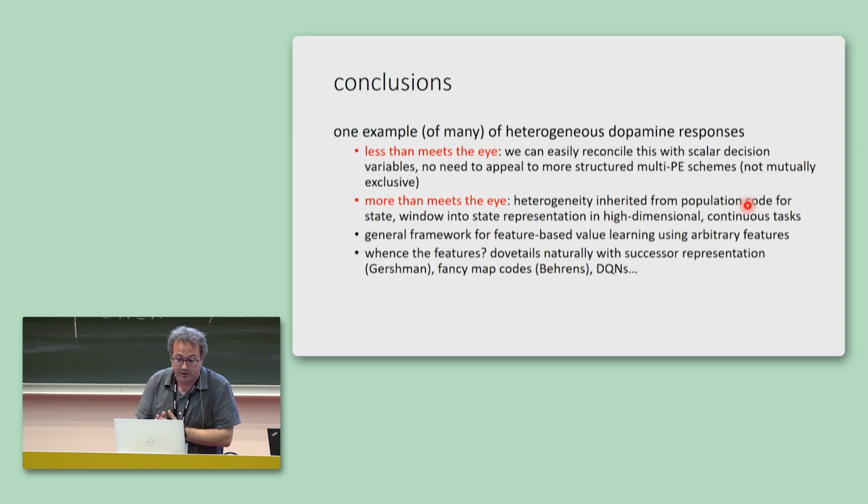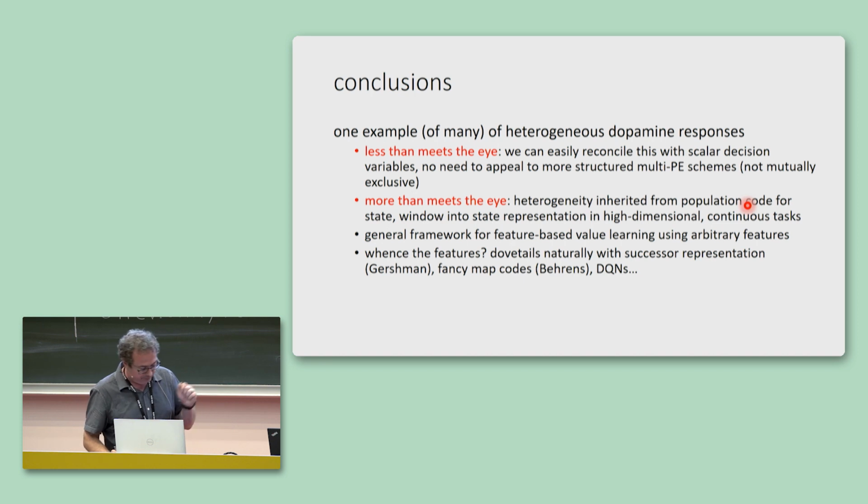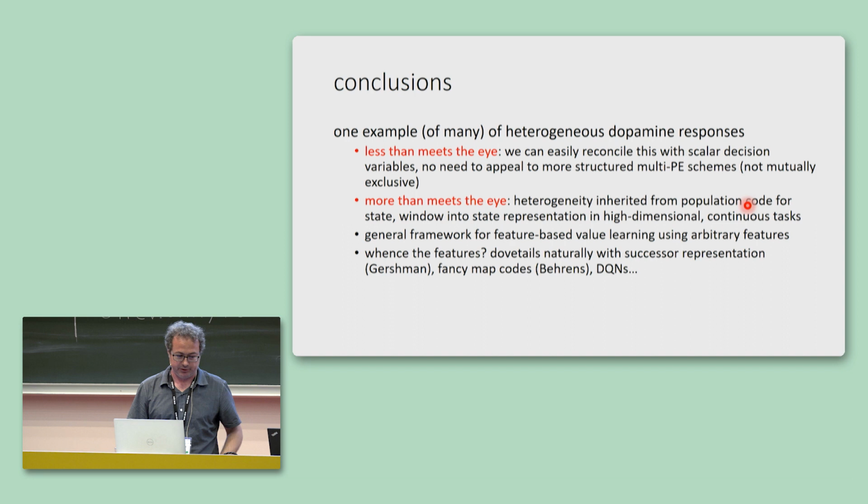Okay, so that's it. What I've tried to unpack today is one of the most revealing examples from the literature of dopaminergic heterogeneity, which seems like it's really a problem for these models. And I tried to tell you it's less than meets the eye and more than meets the eye. It's less than meets the eye in the sense that it actually wasn't too hard, just by realizing what ridiculous assumptions I was making sitting in my office with no mice anywhere, to reconcile these with the scalar decision variables and the beautiful theory behind common currencies and so on.